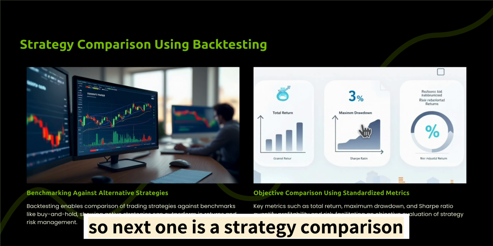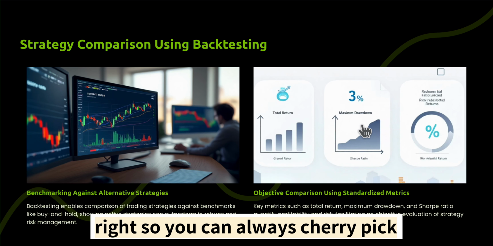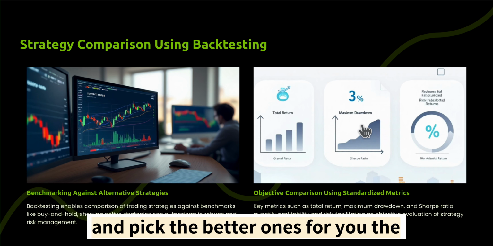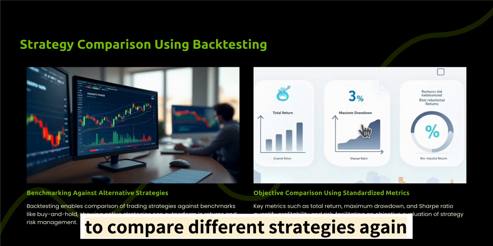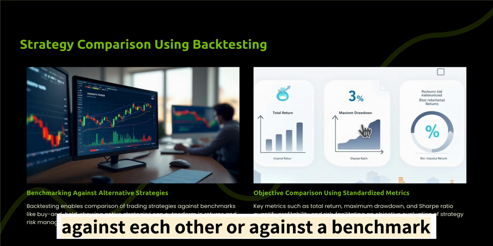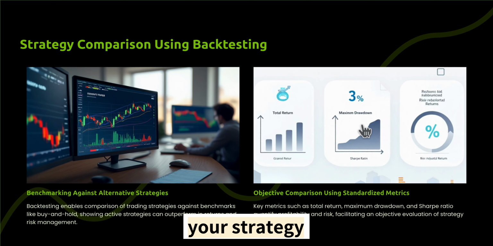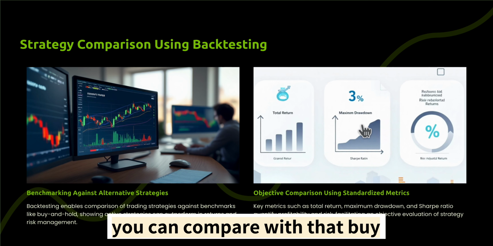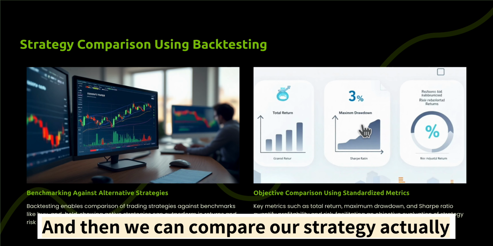So next one is strategy comparison. You can have a ton of strategies. Each quant has their own strategies, right? So you can always cherry pick and pick the better ones for you. It provides a standardized way to compare different strategies against a benchmark like buy and hold. If you buy Apple and just hold it forever, and if you want to implement your strategy like SMA crossovers, you can compare with that buy and hold as a benchmark, right? And then we can see whether our strategy actually works or not.